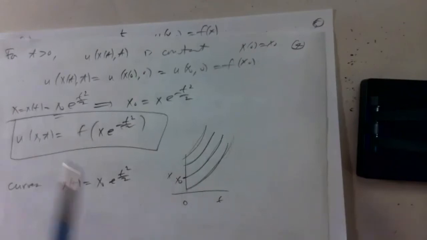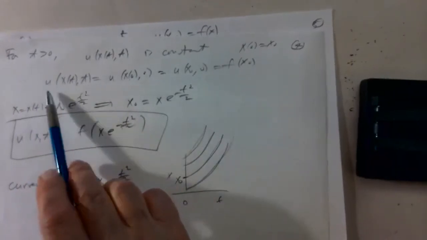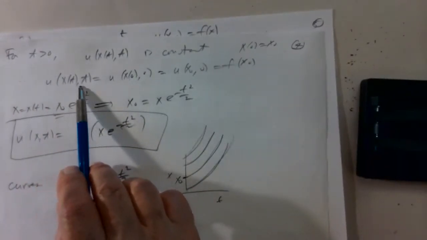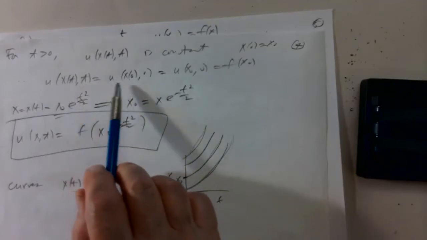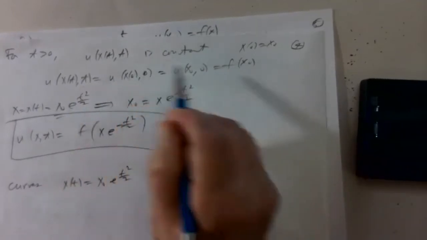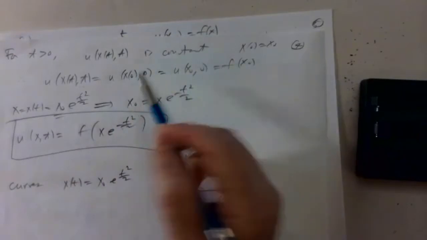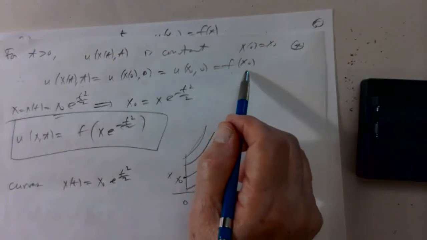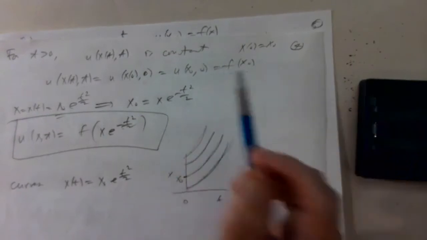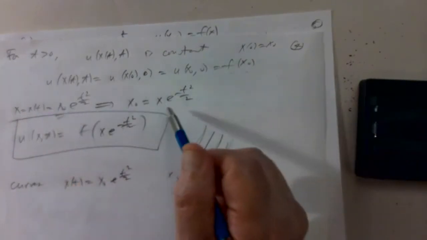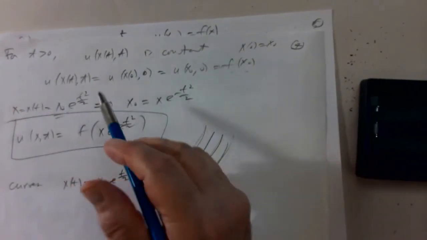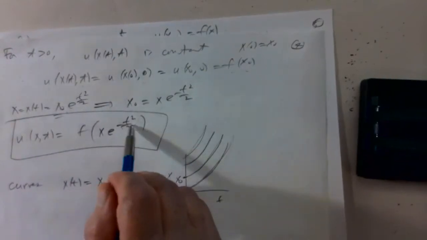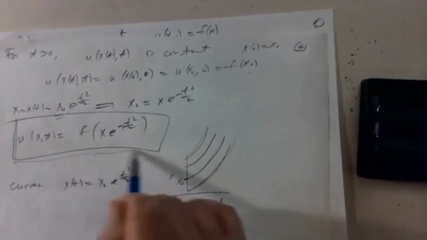If it's constant, that means it has the same value everywhere. In particular, it has the same value when t equals 0. So u of x of t comma t for every time is u of x of 0 comma 0, which is just the initial condition, f of x naught. And x naught is x e to the minus t squared over 2. So f of x e to the minus t squared over 2 solves the differential equation.